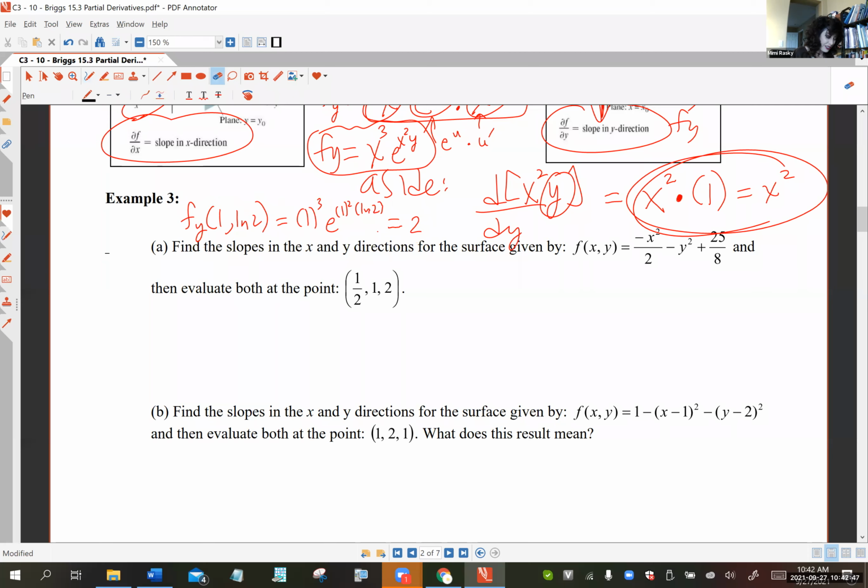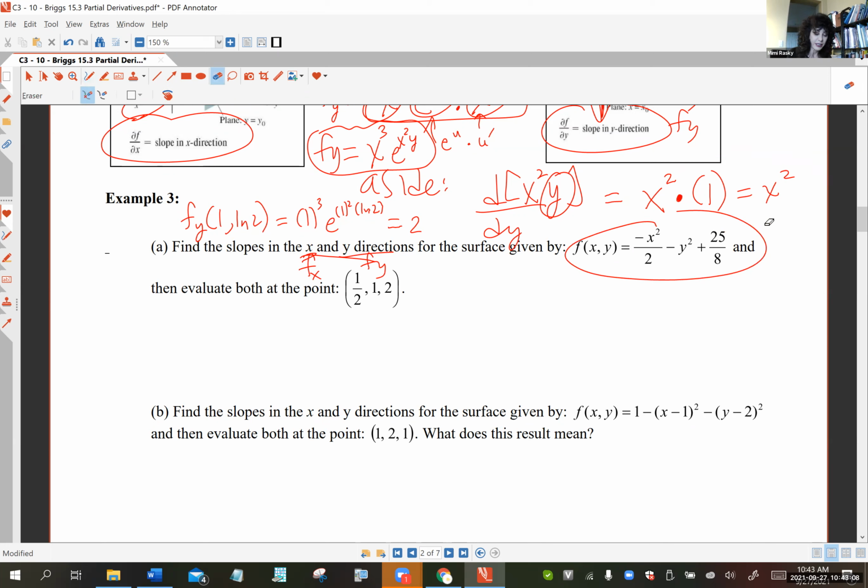So here we go. Let's do a couple of finding slopes in the x and y directions now that you know how. Finding the slope in the x direction is simply obtained by finding fx, and finding it in the y direction means we better go get fy. This function they're giving us is pretty easy to get the partials of, since none of the terms have both x's and y's in them.